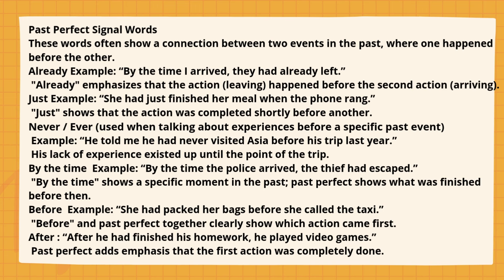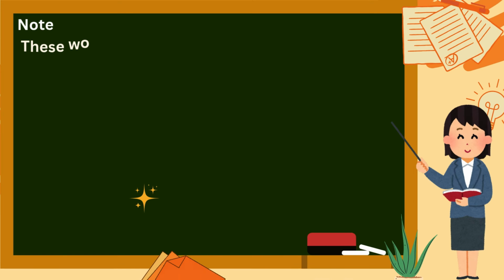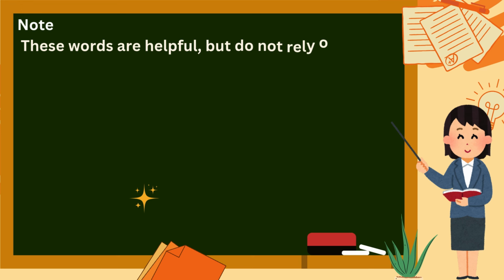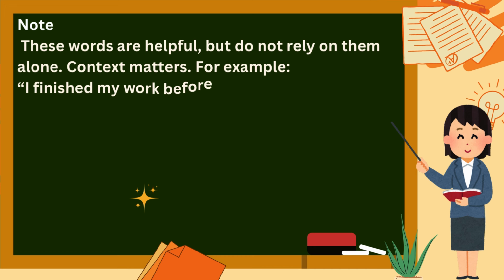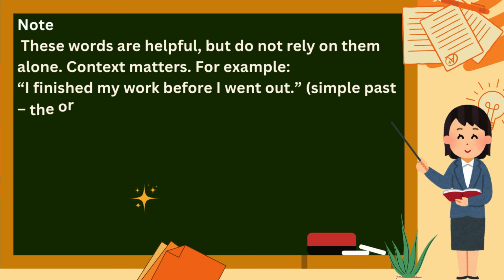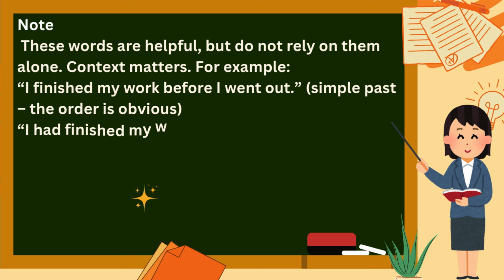Let's discuss key signal words. A little warning though. While these words are helpful, don't just follow them blindly. Context is everything. For example, before and after can definitely be used with simple past if the sequence is obvious and you're not trying to make a big deal about one action being way earlier than another. I finished my work before I went out. Simple past, simple sequence. I had finished my work before I even thought about going out. Past perfect here really stresses that the work was done well before going out was even a thought.